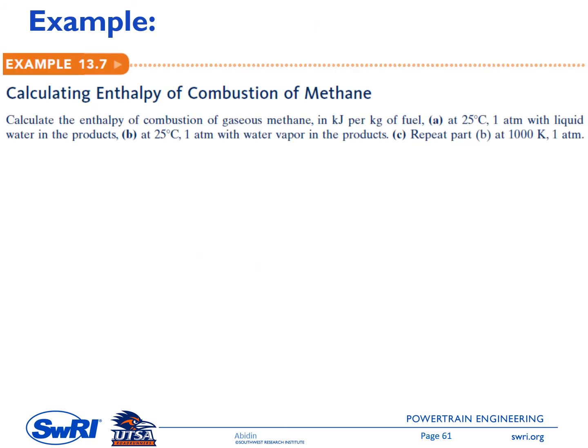Let's take a look at this example. Calculate the enthalpy of combustion of gaseous methane in kilojoule per kilogram of fuel. A, at 25 degrees C, 1 atmosphere with liquid water in the product. So liquid water means we will have a higher heating value. B, at 25 degrees C, 1 atmosphere with water vapor in the product. So it will be a lower heating value. And C, repeat part B at 1000 Kelvin, 1 atmosphere.